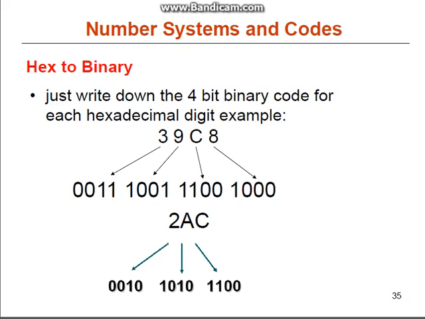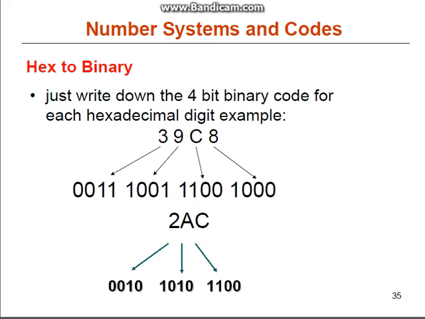Okay, there is a shortcut way for you to do hexadecimal to binary. So what happens is that, for example, this is 3, 9, C, and 8.